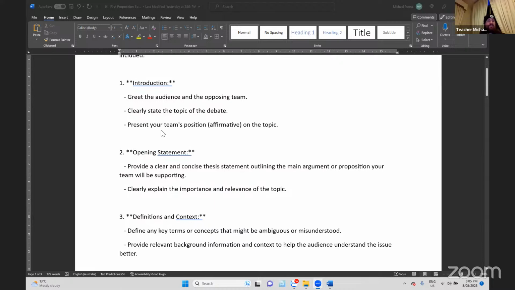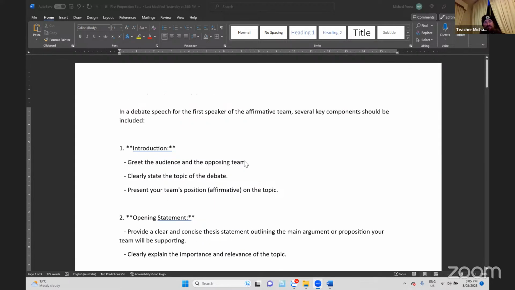Okay, so we'll start with the first proposition speaker. And the first thing you want is a nice, strong introduction. You want to greet the audience, the opposing team, and the judges. You want to clearly state the topic of the debate, and you want to present your team's position on the topic. So in this case, you want to let everybody know that you are the affirmative team.